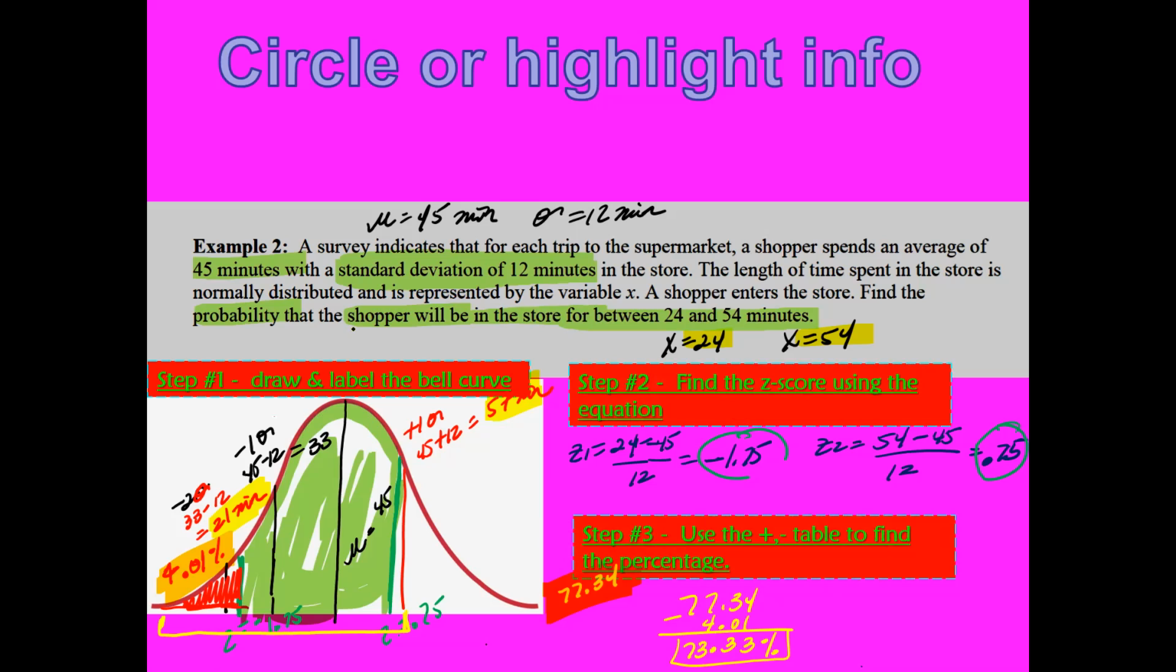So find the probability when a shopper will be in the store between 24 to 54 minutes. That's 73% of all shoppers, which is a big percentage, the majority of them. If you're an outlier, I guess you could be the other 27%.